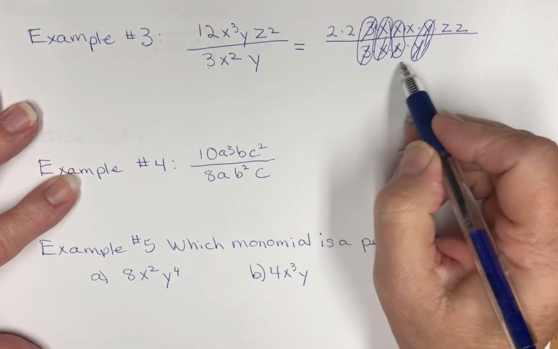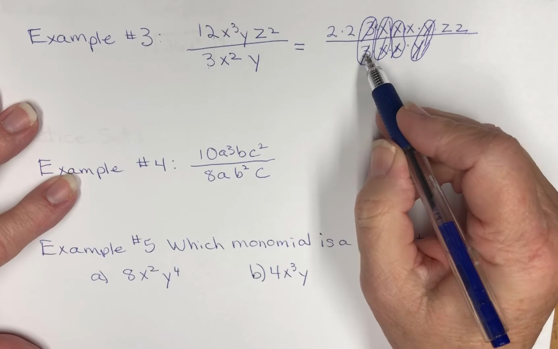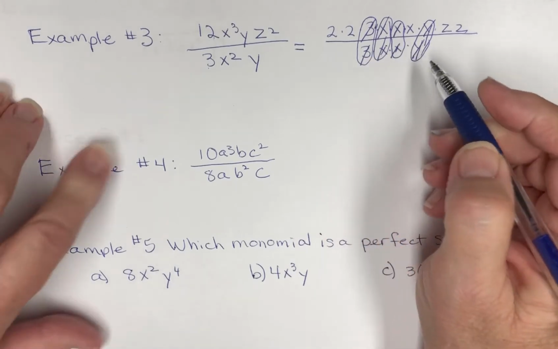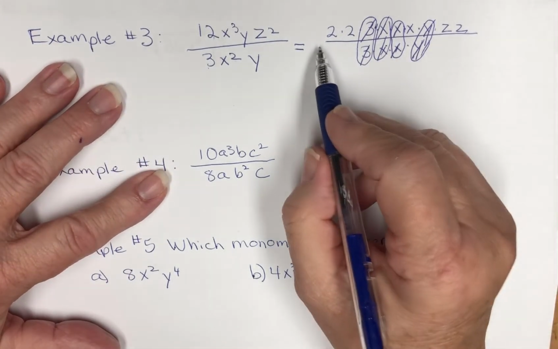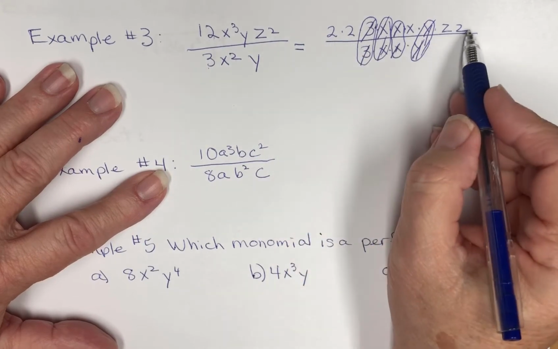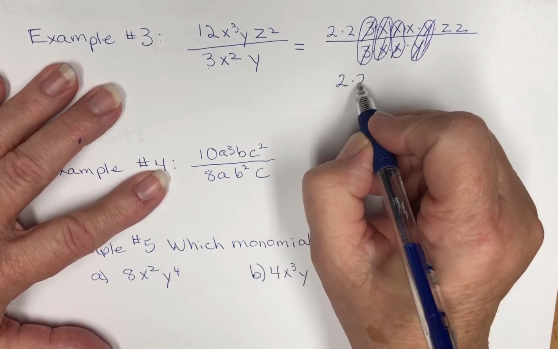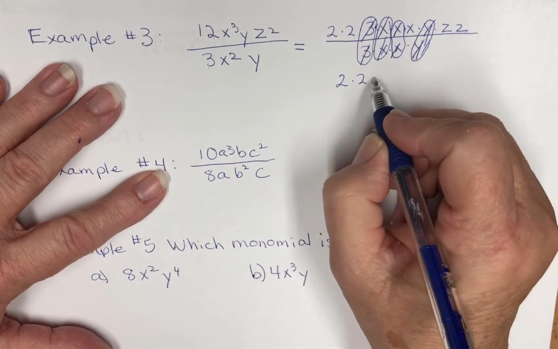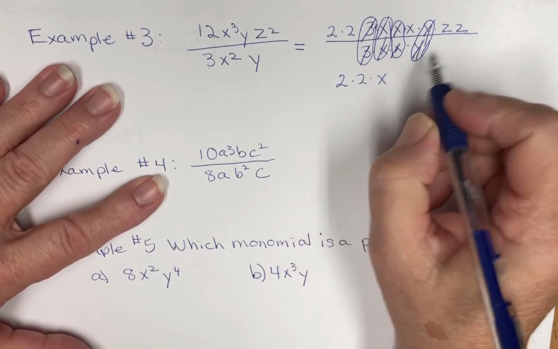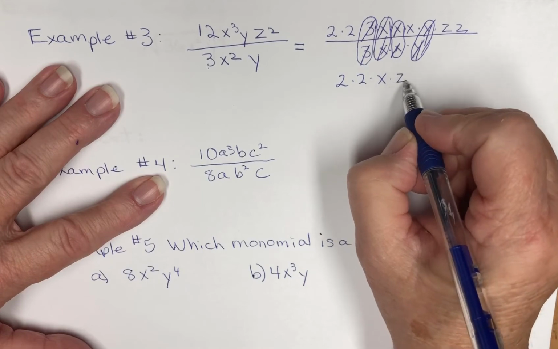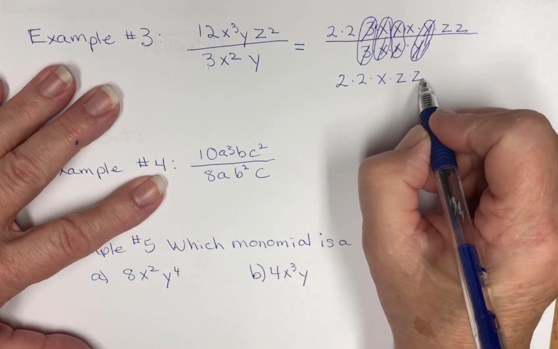Now, there's nothing left on the bottom because these are all 1 times 1 times 1 times 1, which would equal 1. On the top, we have some numbers and letters left. So we have first 2 times 2. And then there is an x that is not canceled out. And there are 2 z's which are not canceled out.